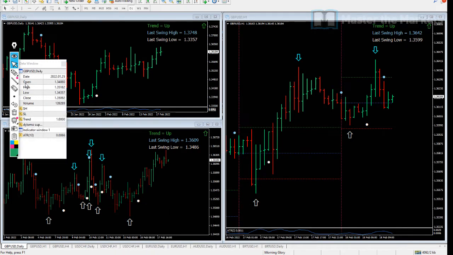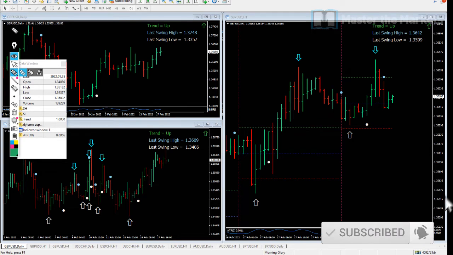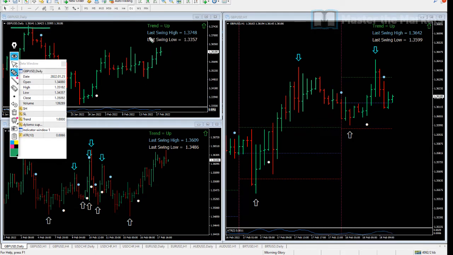So here we are on this chart over here. Let's go through this very quickly on the cable. Daily chart, what we have is an uptrend at the moment and we have 4 consecutive upper buy bars.